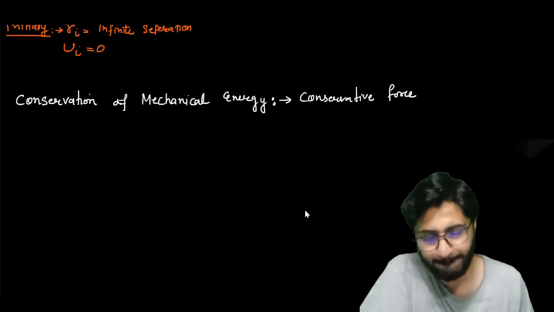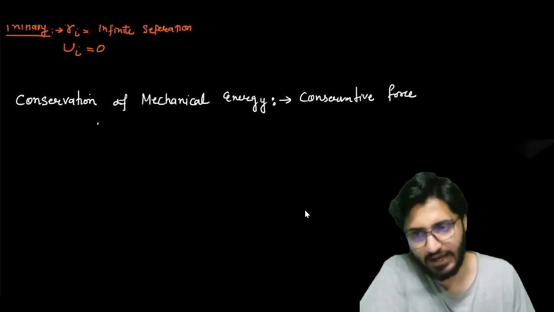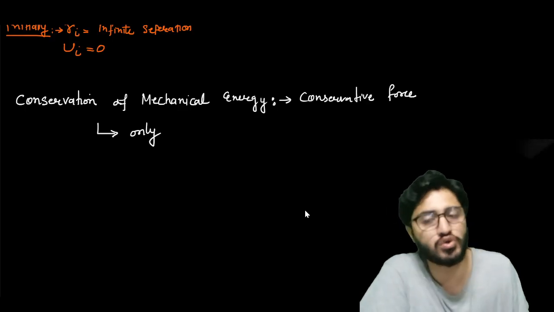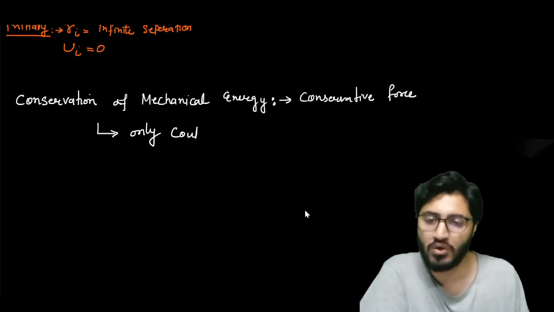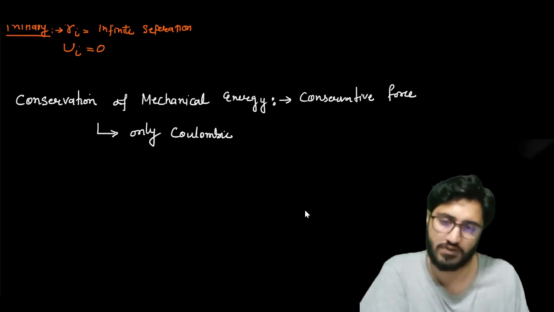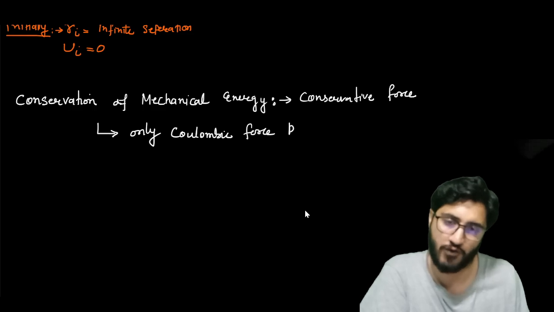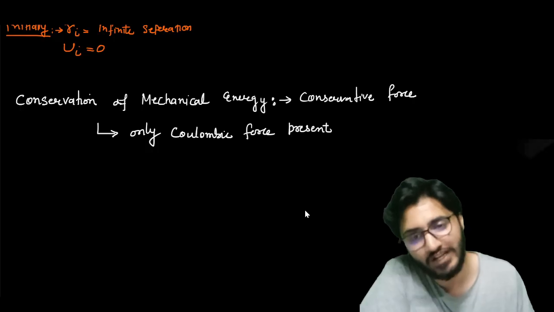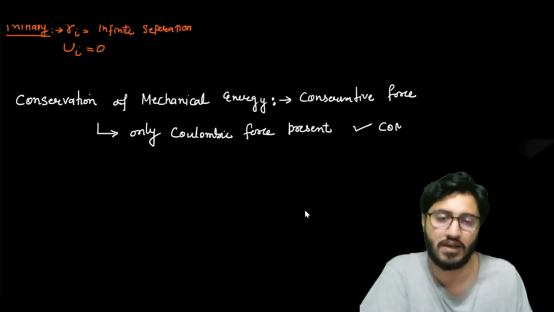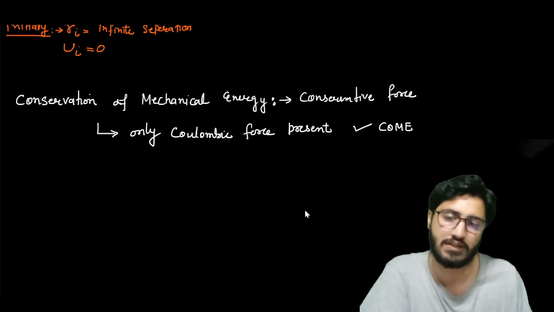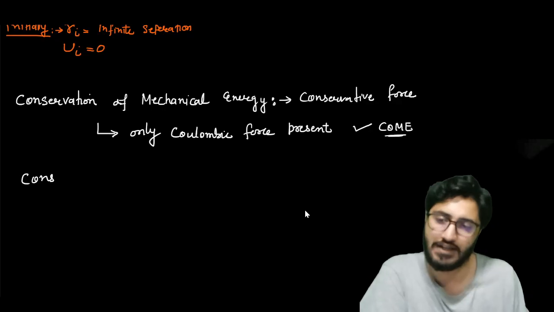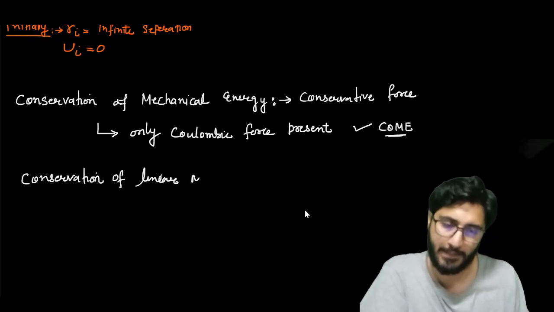In this particular topic, only the Coulombic force is present. Repulsion is due to the Coulombic force, and the Coulombic force is a conservative force. So we can use conservation of mechanical energy. The second point is conservation of linear momentum.